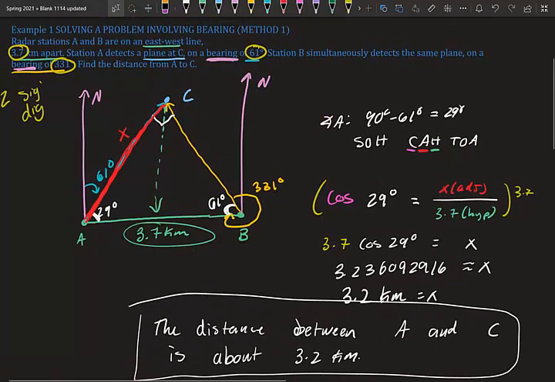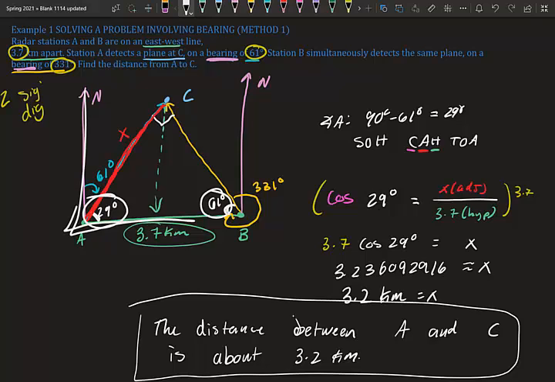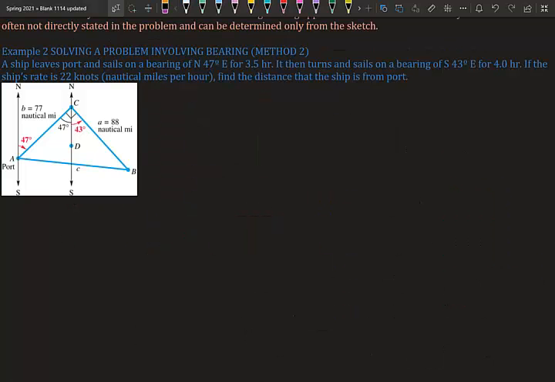So you see how if we didn't draw it, we couldn't find that angle, we wouldn't find this angle, so we couldn't find anything else. So by drawing it, we are able to see, oh, this is a 90-degree angle, so I can find 29 degrees.